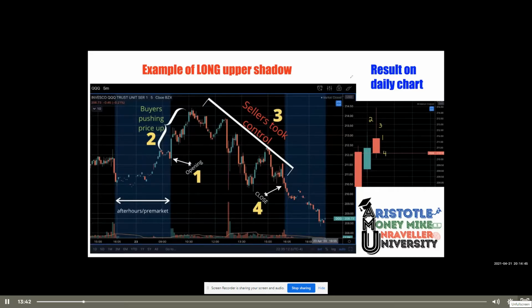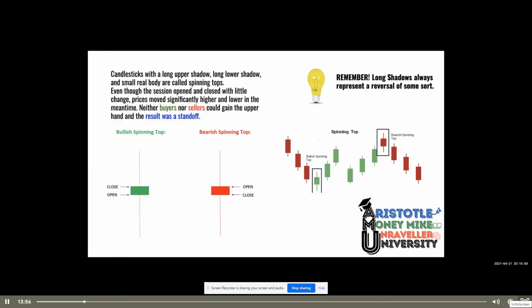And honestly, you'll be able to tell the more experience you get how a candlestick looks based on charts. So candlesticks with long upper shadows, long lower shadows, and small real body are called spinning tops. Even though the session opened and closed with little change, prices moved significantly higher and lower in the meantime. Neither buyers nor sellers could gain the upper hand, and the result was a standoff.